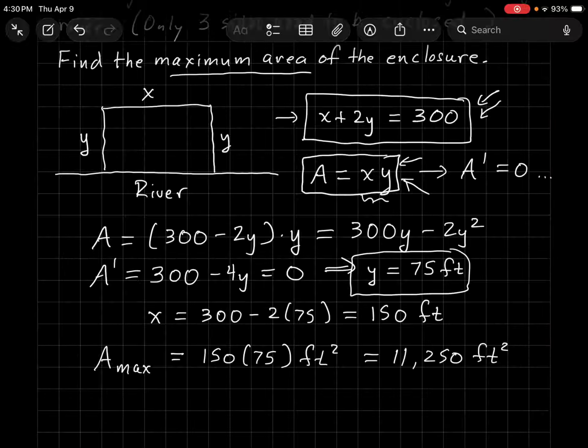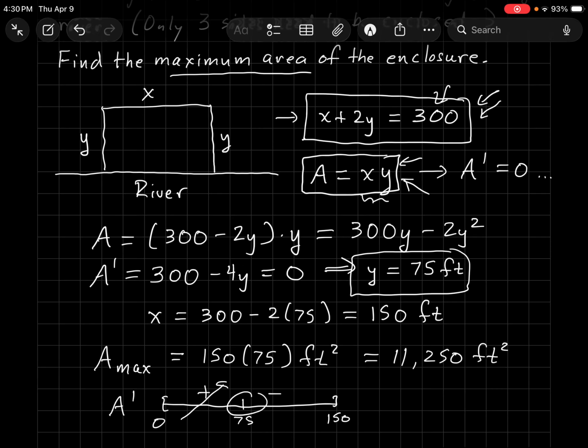Now, I could have done the following. I could have done a sign chart here, with 0 being the smallest y, and then really 150 would be the biggest y, because I have 2 y's and the total fence I could have is 300. And then I could do some sign testing here, plus minus. So I know that this is a local max, but if I'm only increasing then only decreasing, it has to be the absolute max. Now, just a couple notes on this.